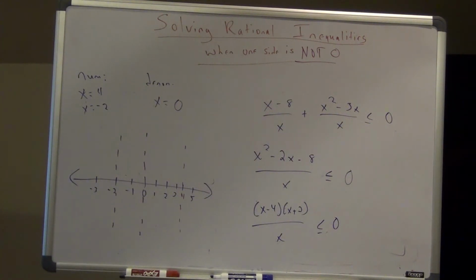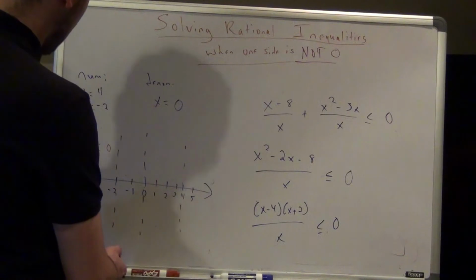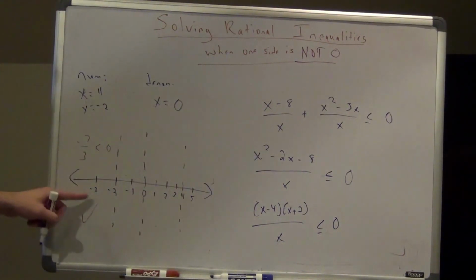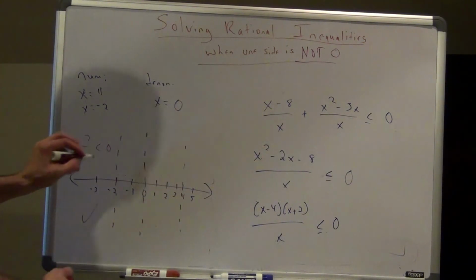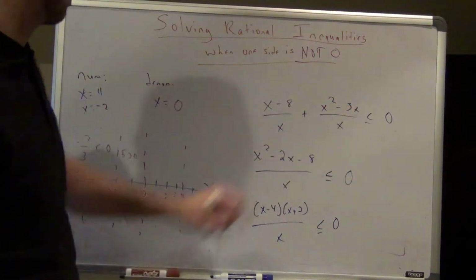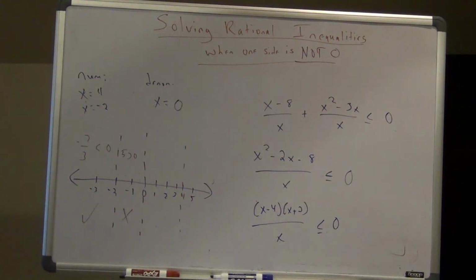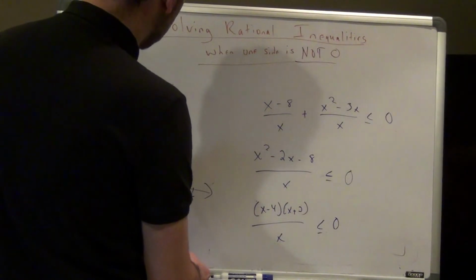So I plug in negative 3. I get negative 7/3, which is less than 0. That works. It needs to be less than 0, so I plugged in negative 3. Now here I'm going to plug in negative 1. I'm going to get positive 5, which is greater than 0. That doesn't work. You need it to be less than or equal to 0. If I plug in the middle between 0 and 4, if I plug in 1, I'm going to get negative 3, and that's less than 0.